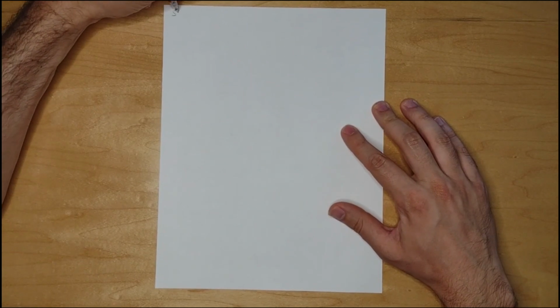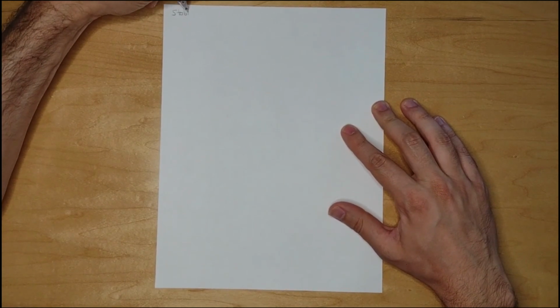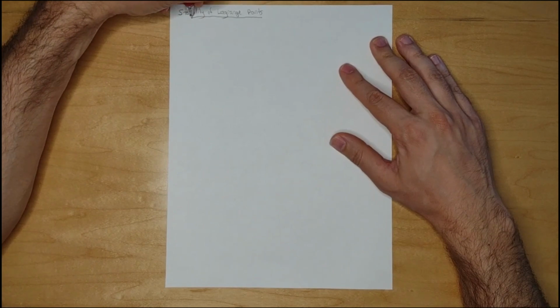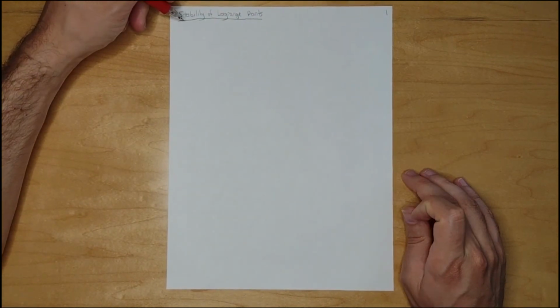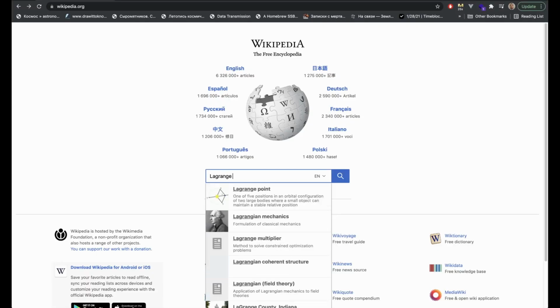Today, we're going to talk about the stability of Lagrange points. So first, let's talk about motivation. Why should we look at the stability of Lagrange points?